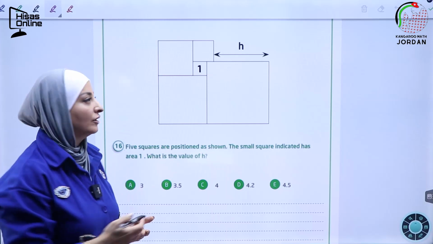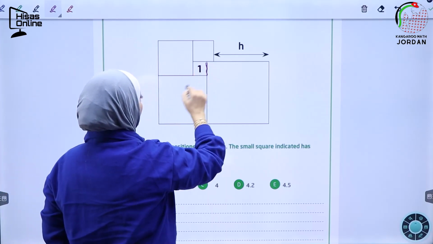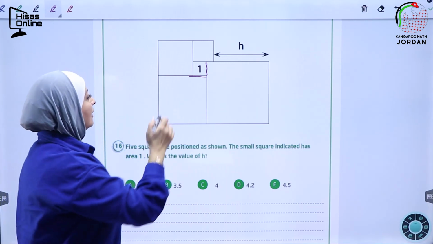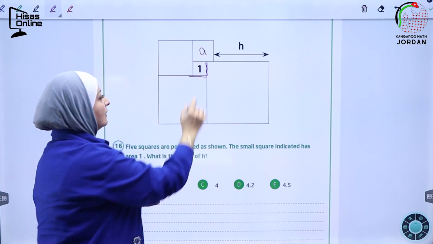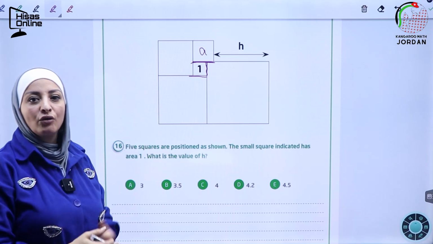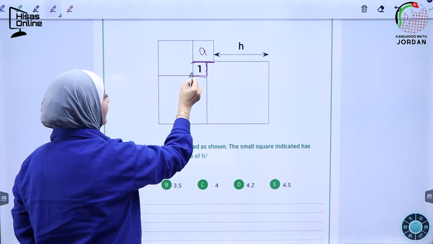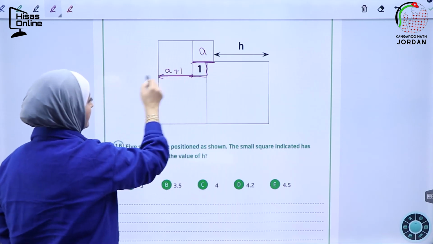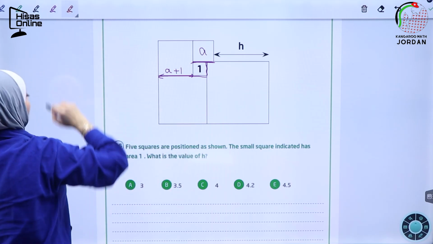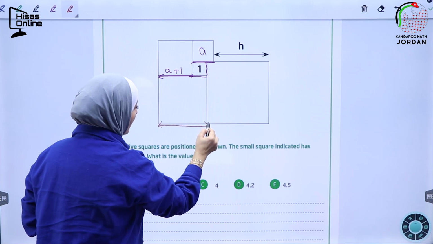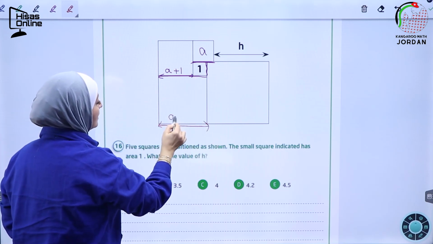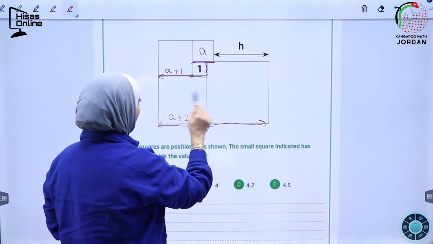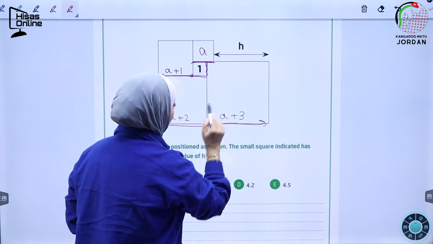That gives me an indication that this part is 1 and this part is 1 centimeter or 1 decimeter or kilometer, whatever the unit is. Let's call this side A. I don't know how much it is, so I will call it A. In this case, we will call this A plus 1, because together they make this part. In the lower place, this side is A plus 1 plus 1, so it is A plus 2. But this one as well is A plus 2 plus 1, so it is A plus 3.